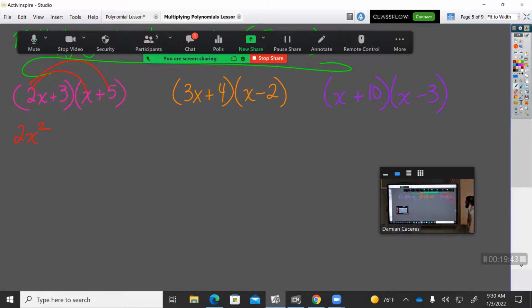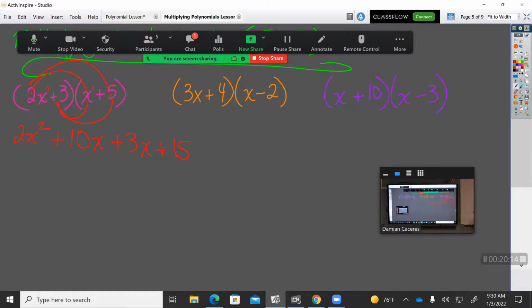2x to the second power because you add the imaginary 1 exponents that those x's have. Now you distribute to the 5. 2x times 5, positive 10x. Everybody see that? I got two results because I distributed to two numbers. Now, what's the next term that needs to be distributed? The 3. Very good. So positive 3 times x, positive 3x, positive 3 times 5, positive 15.